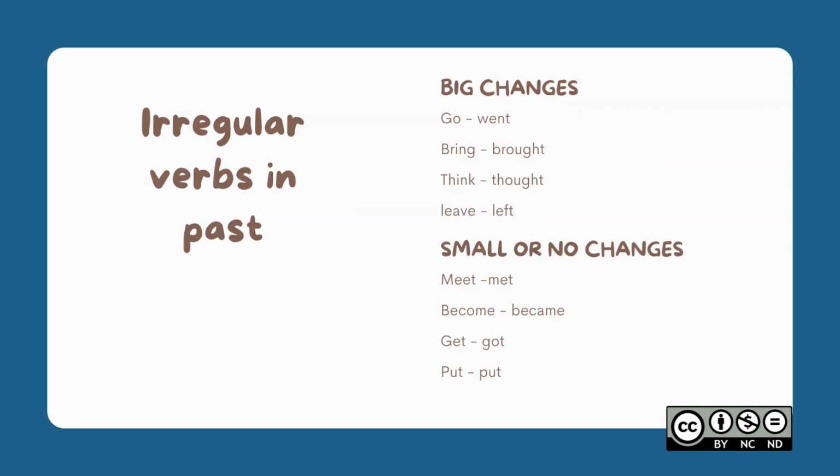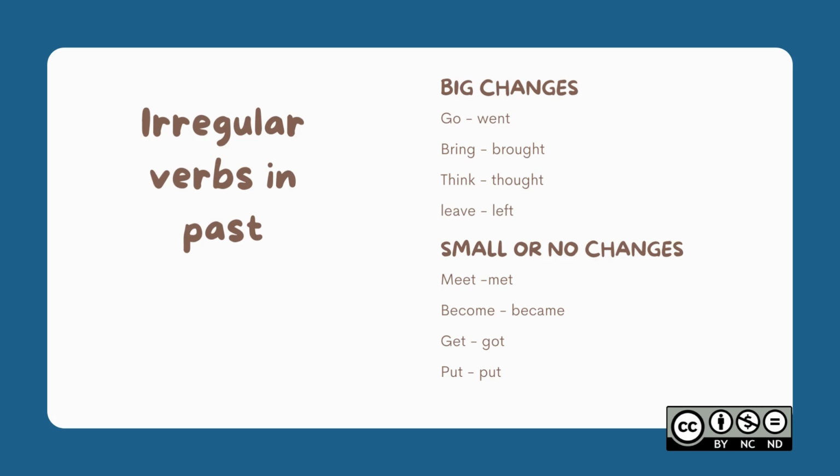Now, when we think about irregular verbs, they're different. You don't have to worry about the pronunciation. Either you have a verb that has a big change, for example, go, you modify it to went, bring to brought, think to thought, and leave to left. Or they're irregular verbs that have small or no changes. For example, meet, say met, become, became, get, got, and put stays the same. So you'd say put.